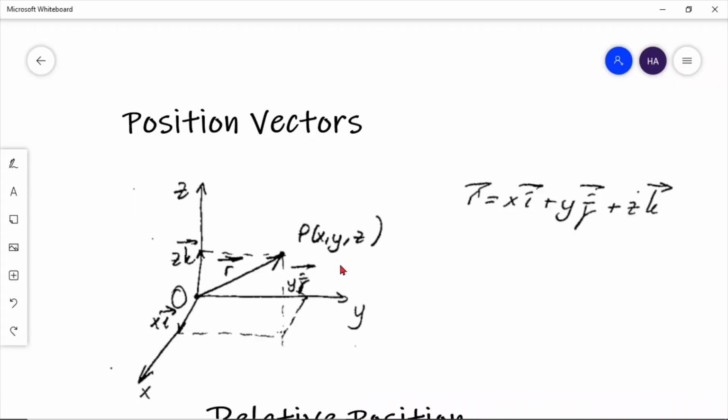Okay, so there is another vector that we use in our calculations. So in space, we define a coordinate by 3 points. Okay, so just consider an arbitrary point in space, P. And certainly we have x, y, and z coordinates for this point.